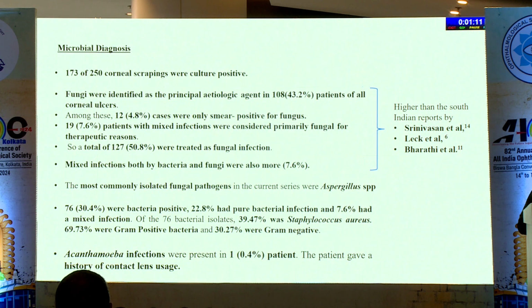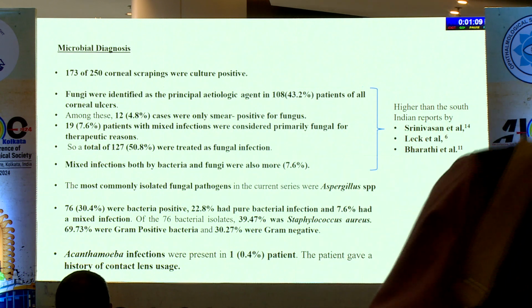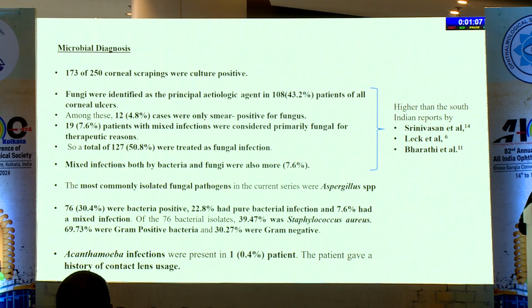Fungi were identified as the principal etiological agent in 43.2% of patients, and the most commonly isolated fungal pathogen was Aspergillus. The most commonly isolated bacteria was Staphylococcus aureus. The most commonly isolated gram-negative bacteria was Pseudomonas. Acanthamoeba infection was found in just one patient who also gave a history of contact lens usage.